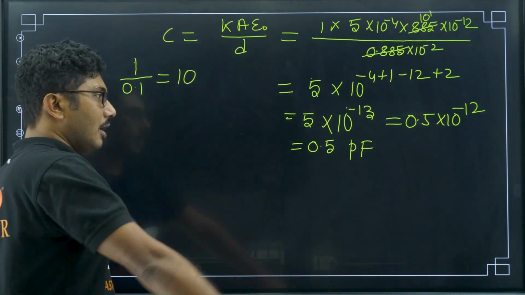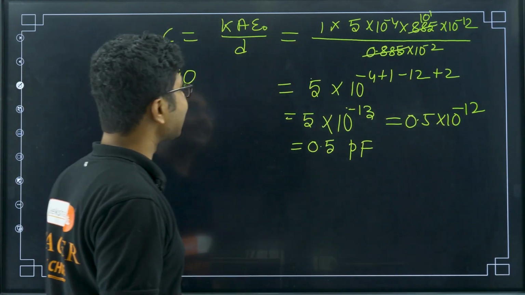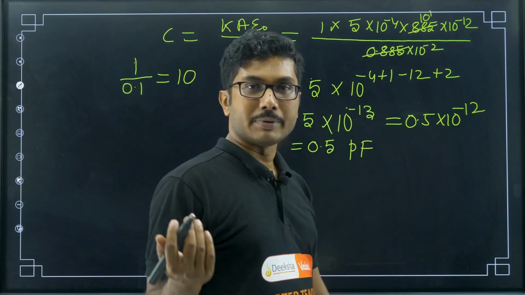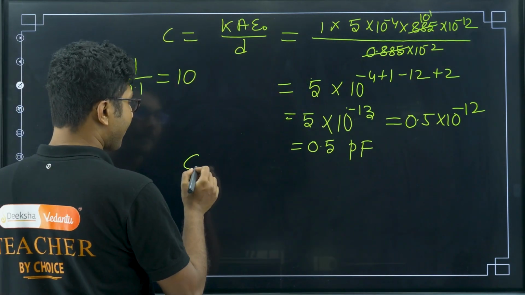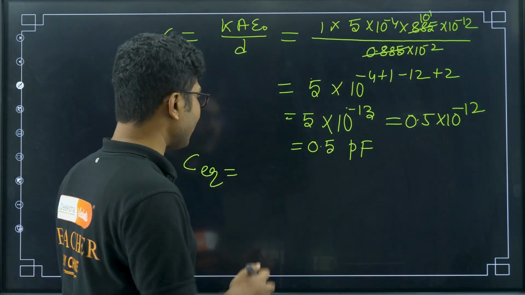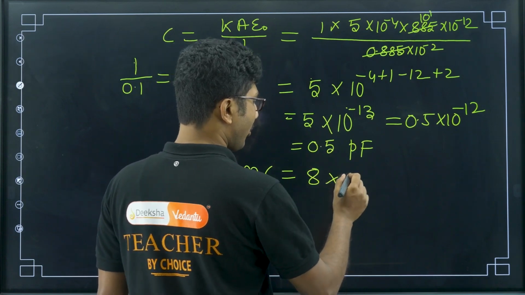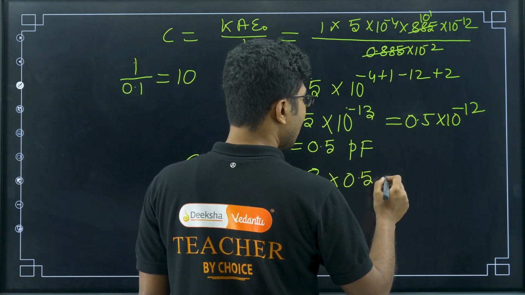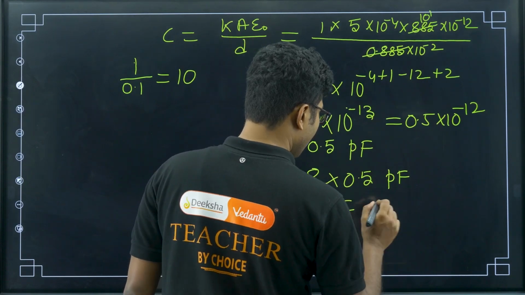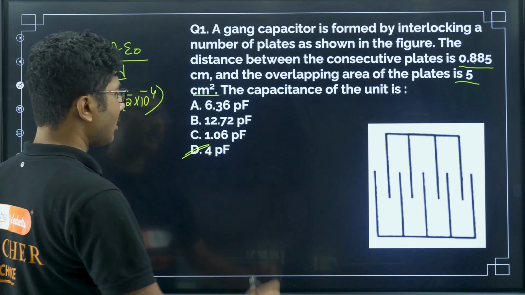Don't lose hope if your option answer is not matching. I calculated one value, but this is for only one capacitor. Now there are 8 such capacitors in parallel combination, so it is easy. The total or equivalent capacitance, with all capacitors of equal capacitance, is N times C. N is 8 here, C is 0.5 picofarad. So that is 4 picofarad. The correct answer is 4 picofarad, option D.